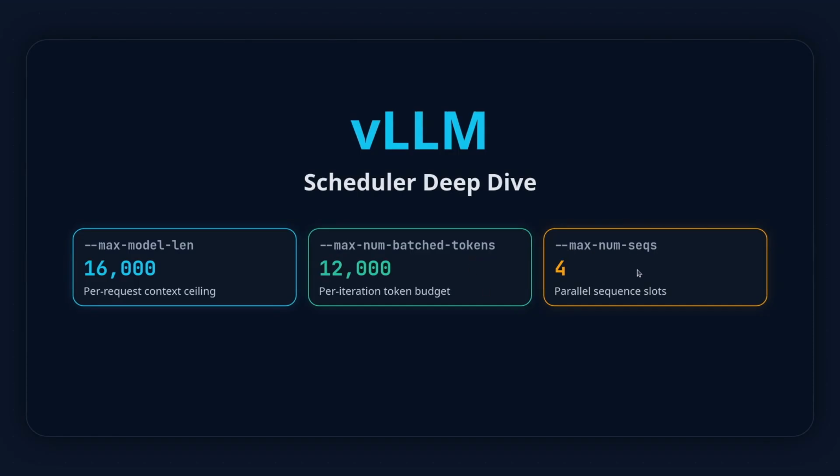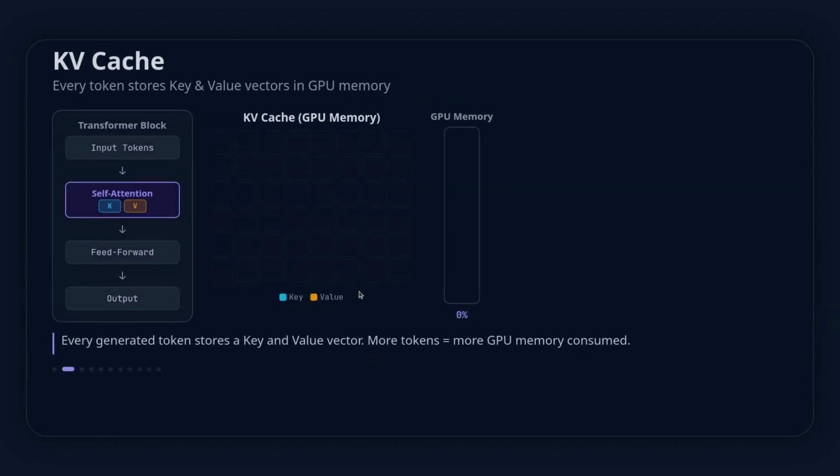And then the maximum number of sequences, which is the number of parallel sequence slots, so how many requests we can send to one scheduled batch at the same time. So why can a 30,000-token request fail, and how can chunking save the day? Let's dive in. First, the KV cache.